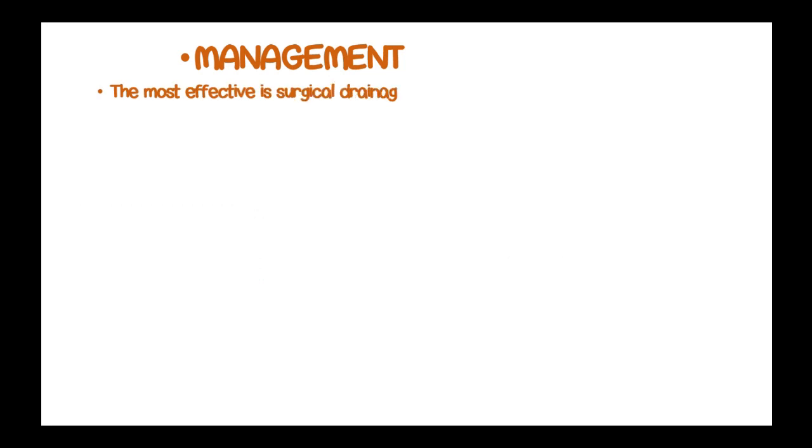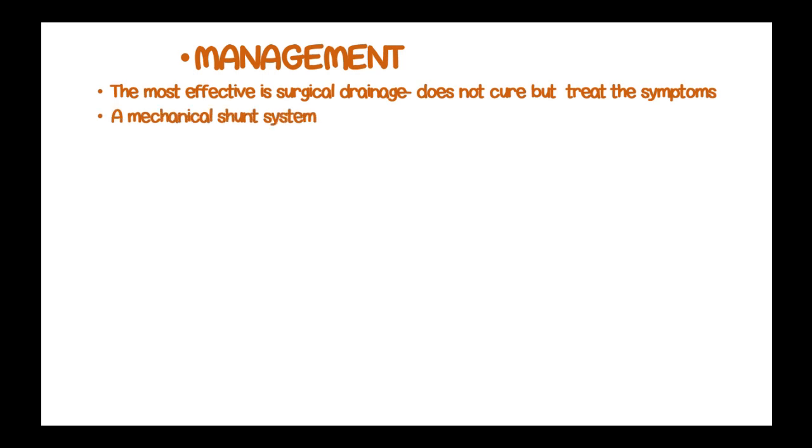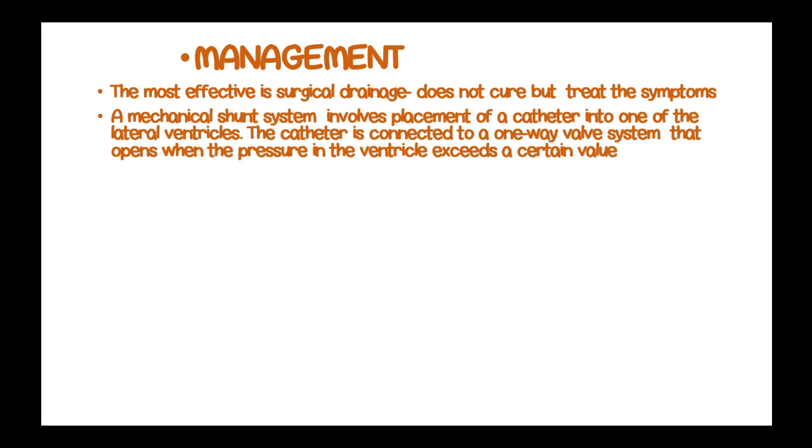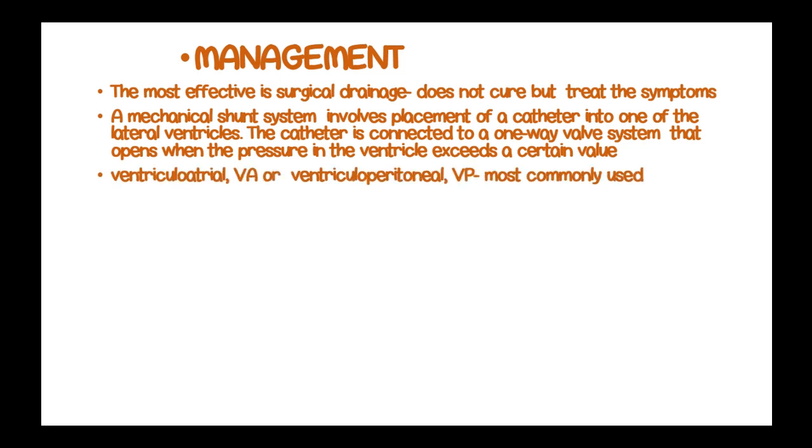The most effective treatment is surgical drainage, but it does not cure the hydrocephalus. This one is used to treat the symptoms. A mechanical shunt system will be placed that involves a placement of catheter into one of the lateral ventricles, mostly the right ventricle. Then the catheter is connected to a one-way valve system that opens when the pressure in the ventricle exceeds a certain value. The ventriculoatrial or ventriculoperitoneal, most commonly used, is the ventriculoperitoneal.